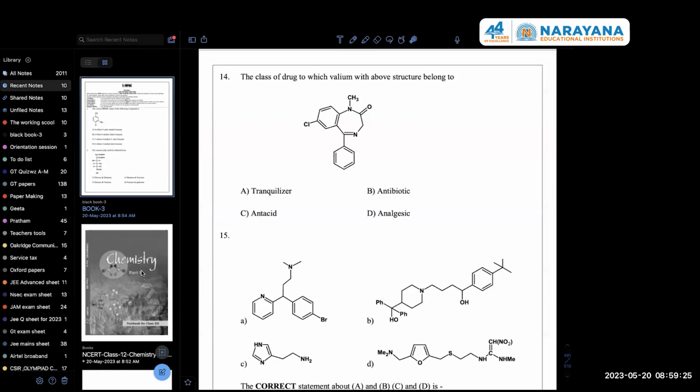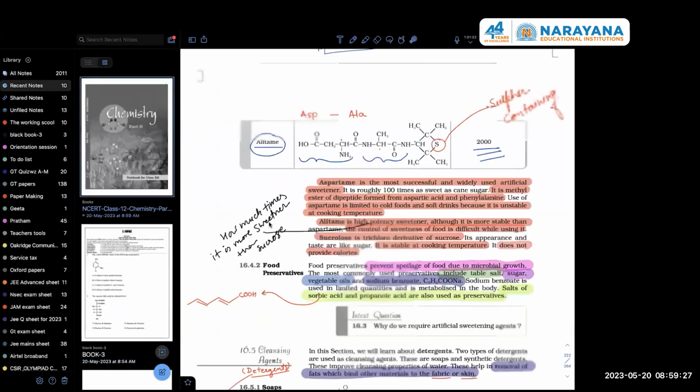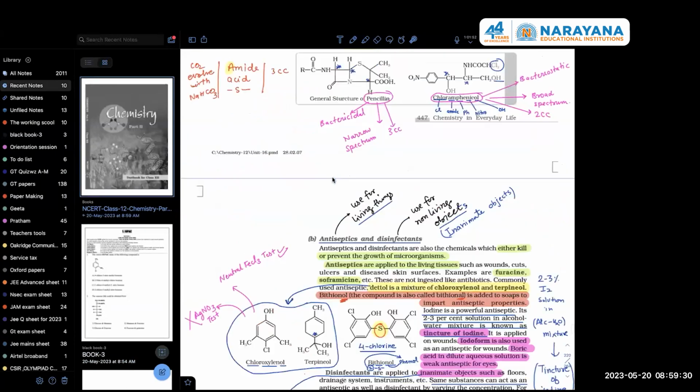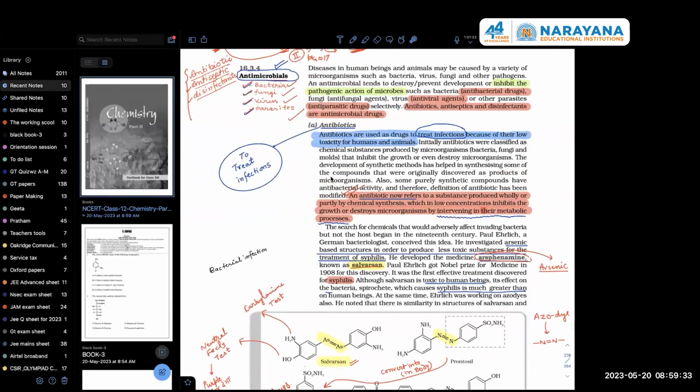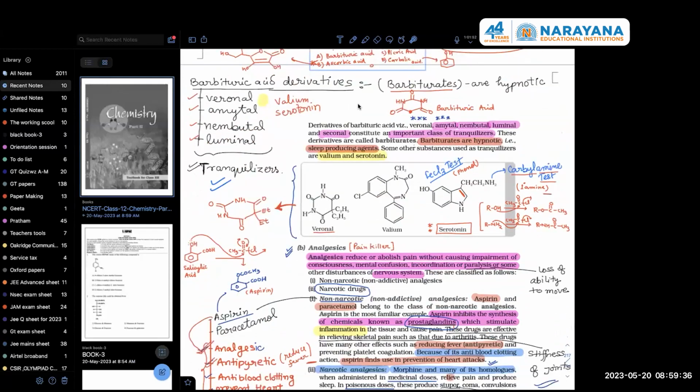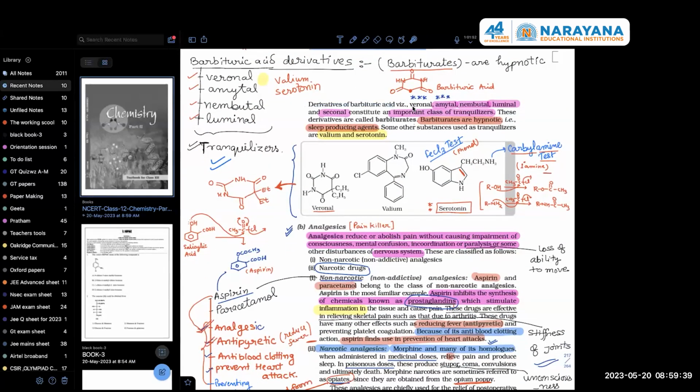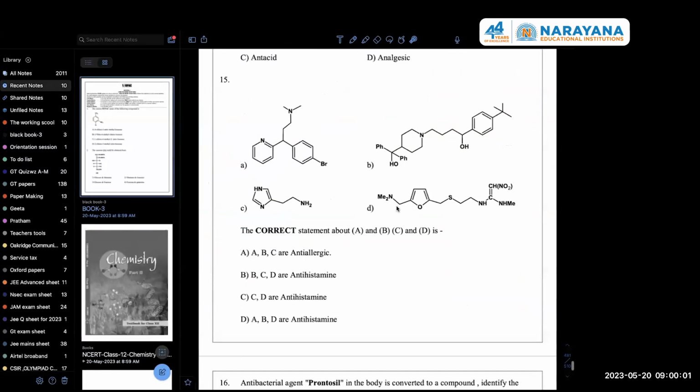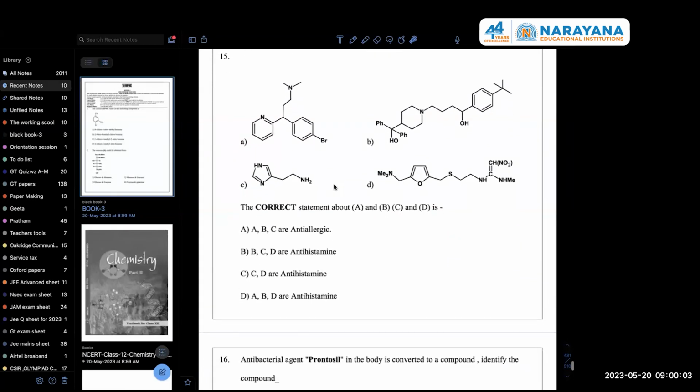I think the derivatives of barbituric acid look like veronal, amytal, nembutal, luminal, and seconal. These are called barbituric hypnotic sleep drugs. Some other substances are also used. Valium will not come under barbituric acid. Yes, absolutely. So this question is again a good one.